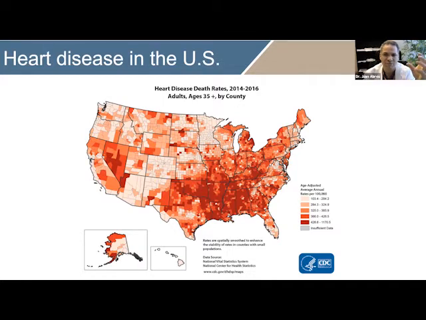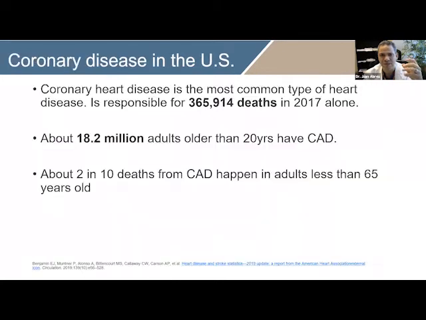So all these things play a role in the outcome of this disease. Specifically, coronary disease is a type of heart disease, which is kind of the main reason why we are here today. It's the most common type of heart disease and is responsible for a lot of deaths, just in 2017.